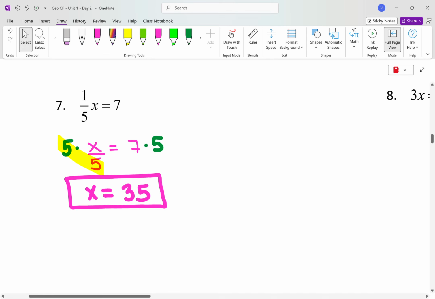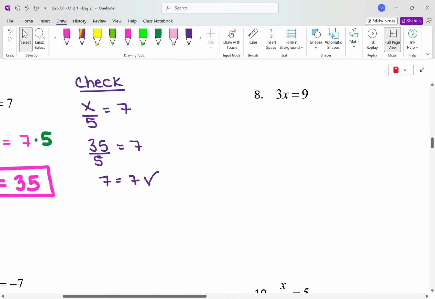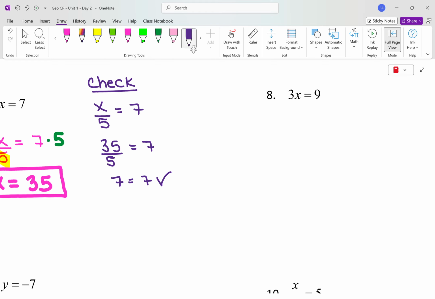Now if we wanted to check this, it would just be x over 5 equals 7. 35 divided by 5 is equal to 7, which is a true statement. All right, in number 8, we have 3x equals 9. Do we agree when there's a number and a variable that represents multiplication? So to undo that multiplication, we're going to perform division. So we're going to divide by 3 on both sides, and we'll get x is equal to 3.